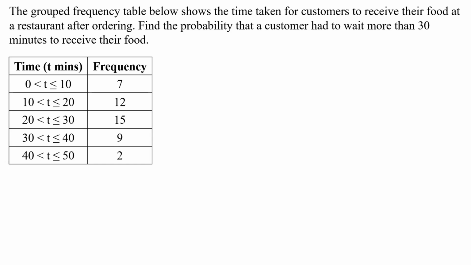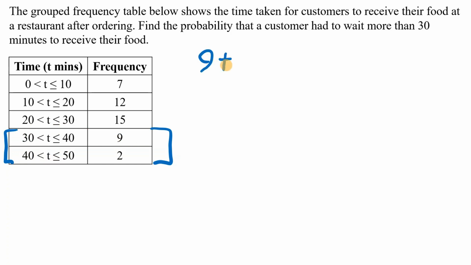So here's an example question that they could ask you, where we're told the grouped frequency table below, which is this here, shows the time taken for customers to receive their food at a restaurant after ordering. And we need to find the probability that a customer had to wait more than 30 minutes to receive their food, okay? So we can see that we have 30 minutes here. So these two intervals here are all of the times that are more than 30 minutes, okay? So we have this 9 and 2 here.